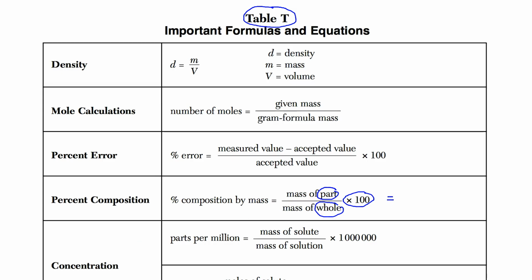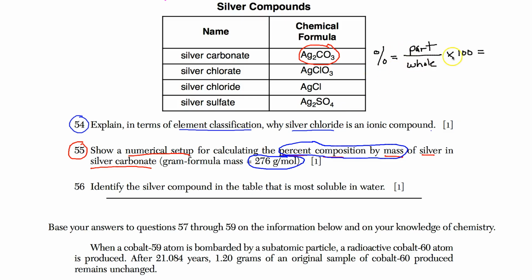Let's go back to the test and set it up. So from reference table T, I know it's part over whole times 100. Now what part are they asking for? They want the mass of the silver. That's the part they're after in silver carbonate. So in silver carbonate, I've got what? 2. Look at that number. 2 silvers. Now, what's our total? What's our whole? Well, let's pick 1 mole. What's the mass per 1 mole? Hey, it's this formula mass if we add everything up. So this is going to be 276.